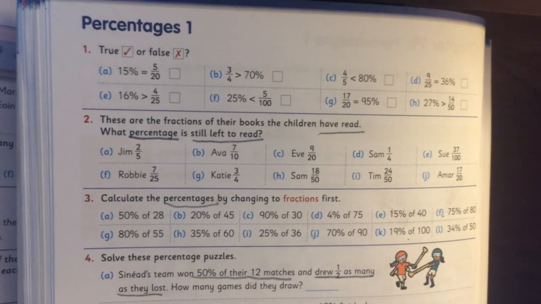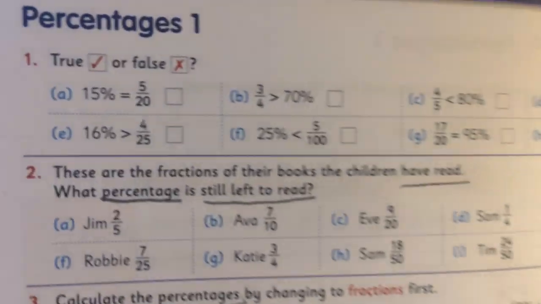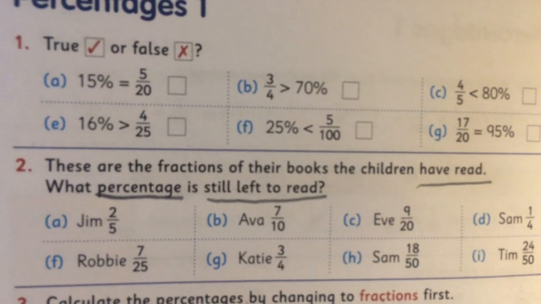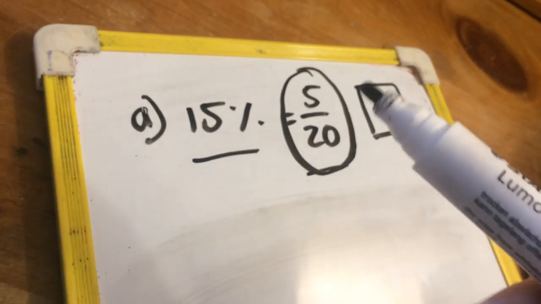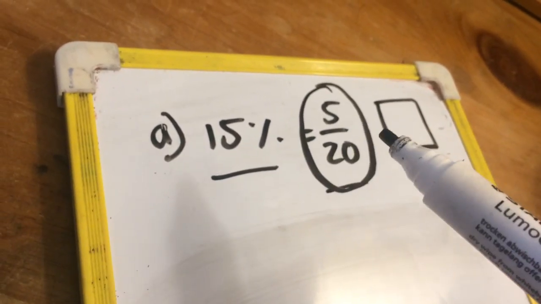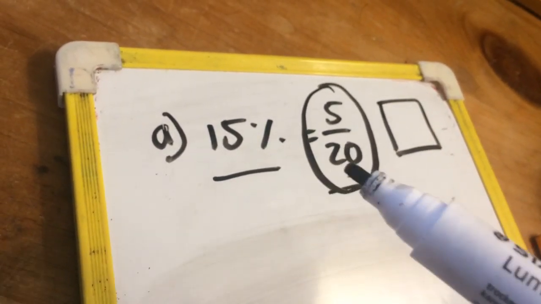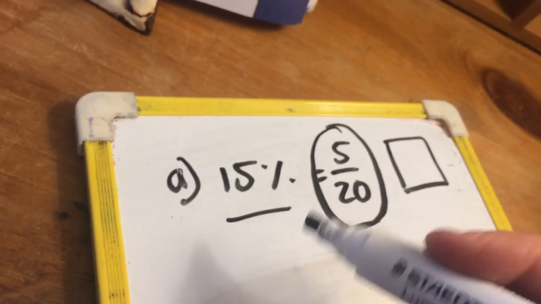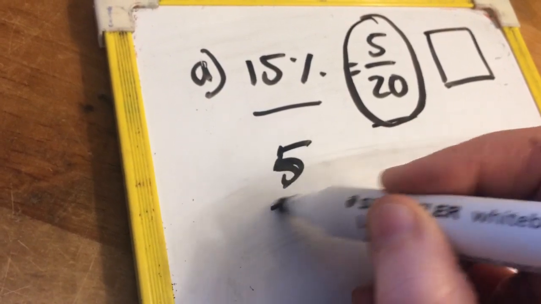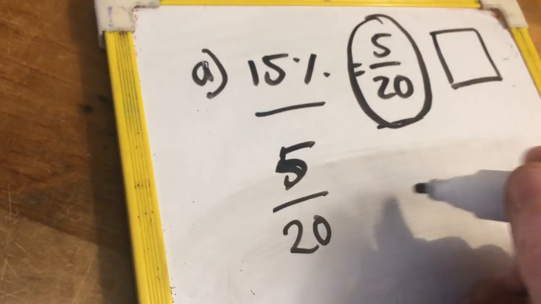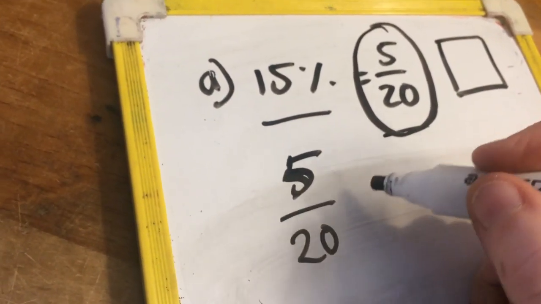This page, just the true or false at the top, I'm just going to do the first one for you. 15% is equal to 5 over 20. True or false? So here it is written down on my whiteboard. And the idea is that we need to work out what is the percentage of this number. Okay, so let's do that now, first of all. So, 5 over 20. And we're going to change it into a percentage.